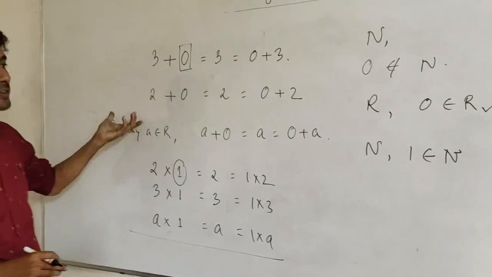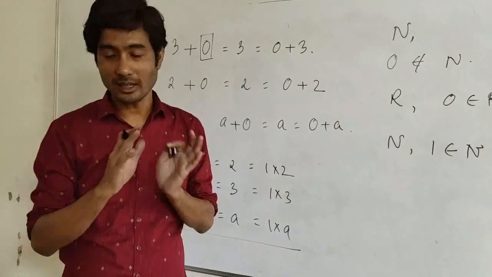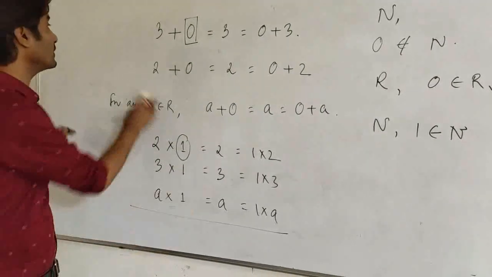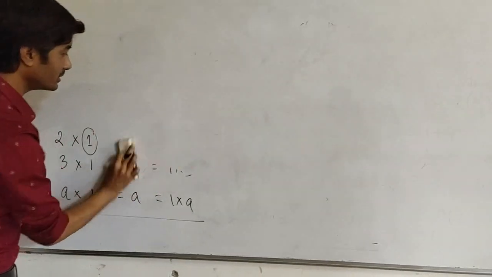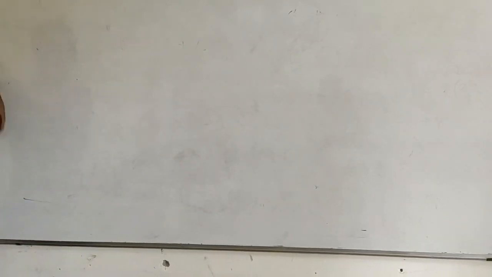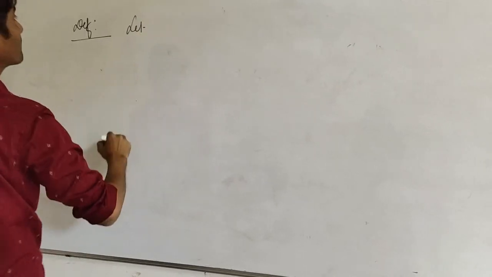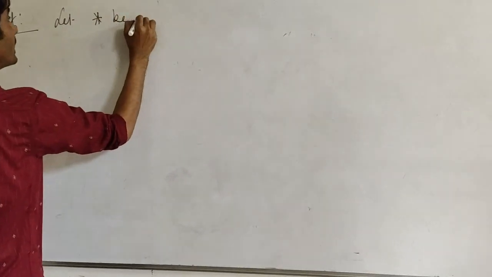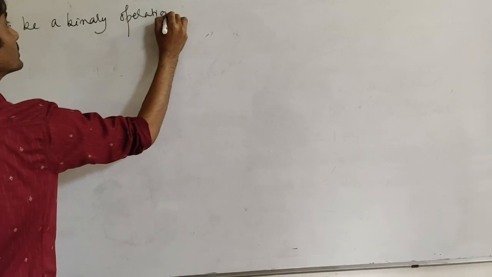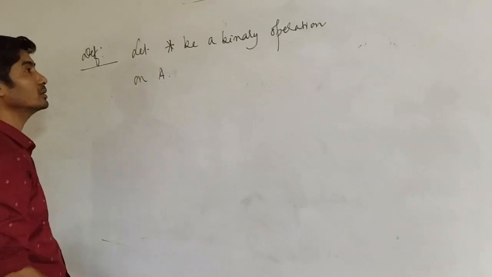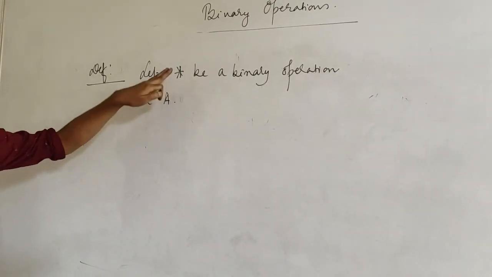Now we shall try to define this identity in general for an arbitrary set A with respect to a binary operation star. So let us take the definition here. How can we define the identity with respect to star? Definition. Let star be a binary operation on A. So we have taken an arbitrary set A, and on that set A we have defined a binary operation which is star.